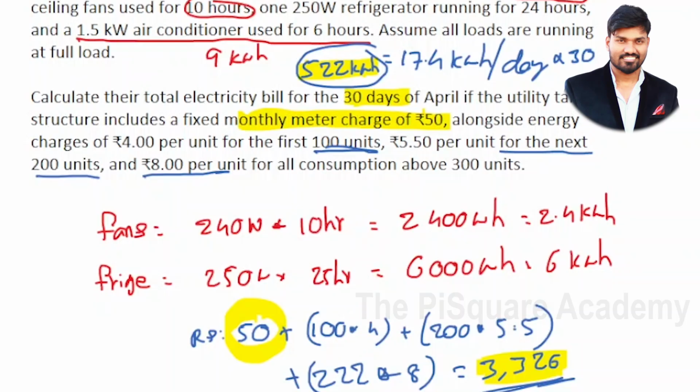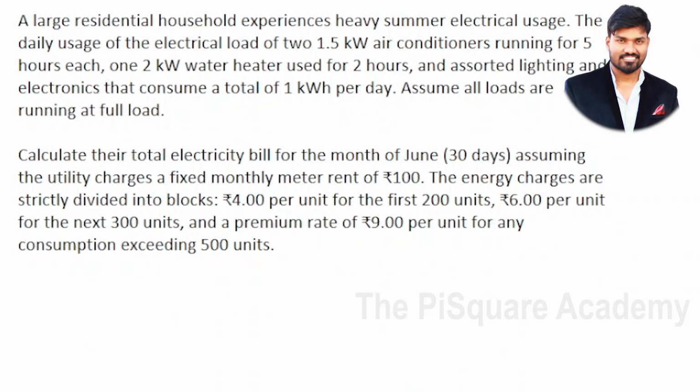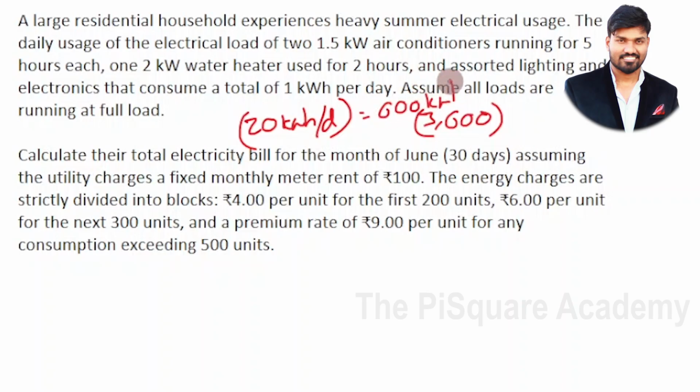Next question, you try to solve it with the same understanding we have used. Same way you try to do this question. Take a pause and try to answer. You should be getting the answer as 3,600 rupees. Total units per day will be 20 kilowatt hour per day, into 30 is 600 kilowatt hour. 3,600 rupees should be the answer. Try it out once.